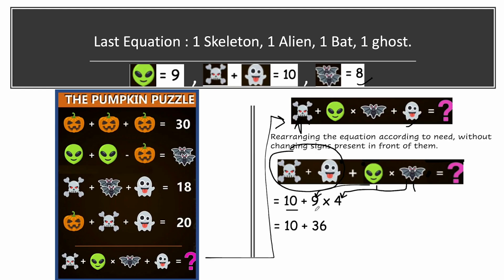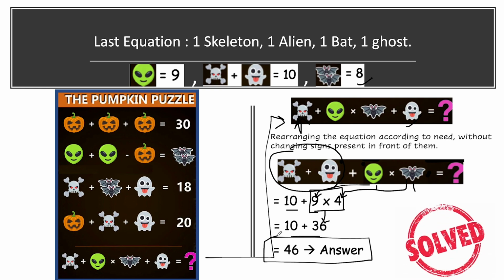Now according to the BODMAS rule, we have to solve multiplication first. So we'll solve this 9 into 4 first. 9 into 4 is 36. We'll add it to 10 and our final answer is 46. And this puzzle is also solved.